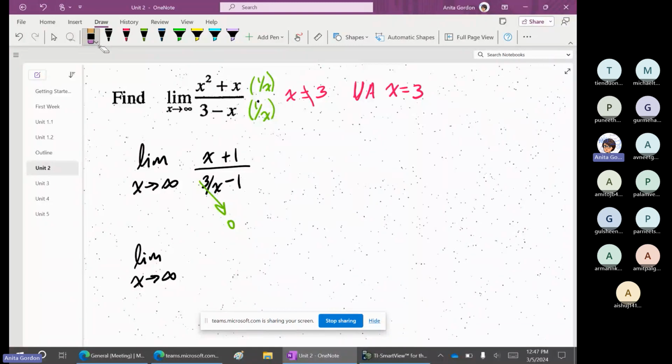Okay, let's simplify that better. Simplify this into one line. Write it in one line for me. Oh, negative x minus 1. Okay, and as x gets arbitrarily large?